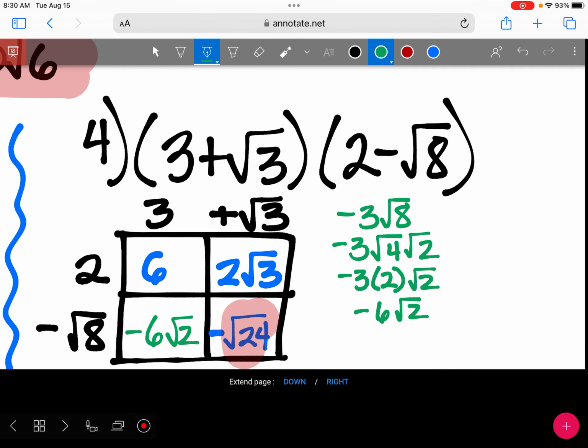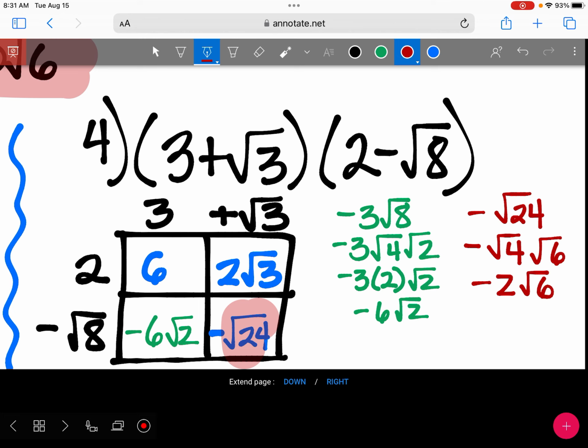And now let's do the same thing with that square root of 24. So negative square root of 24. What is the perfect square in this list that goes into 24? 4. 4 times what is 24? So that would be a negative, and then I have a 4 and a 6. So that becomes negative 2 root 6. And that's what's really in that square.